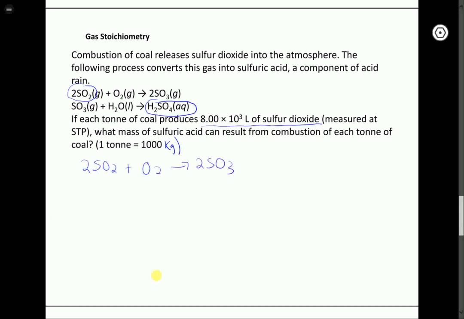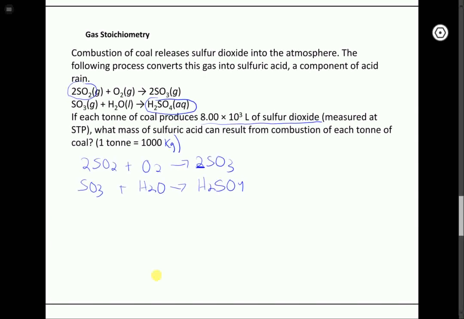And then in the second reaction we have SO3 plus H2O going to H2SO4. Now remember, when we combine reactions we want the intermediates to cancel out. So in our first step we're forming 2 SO3s. Our second step we only have 1, so we're going to double this entire second step here. And that's going to give us a modified second step, which is going to be 2 SO3 plus 2 H2O going to 2 H2SO4.